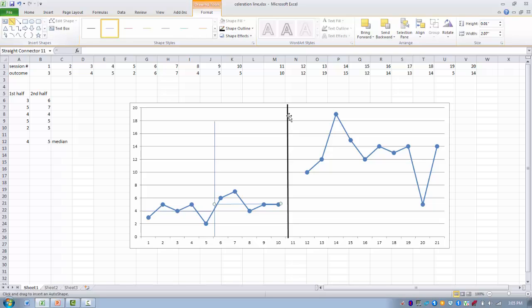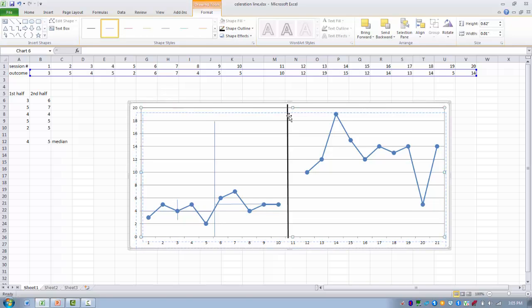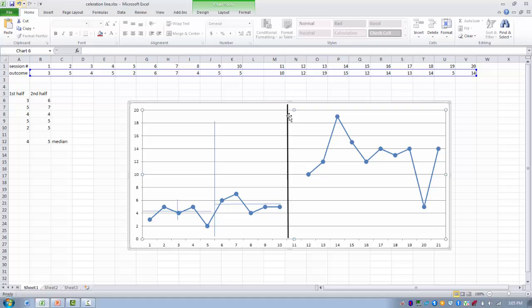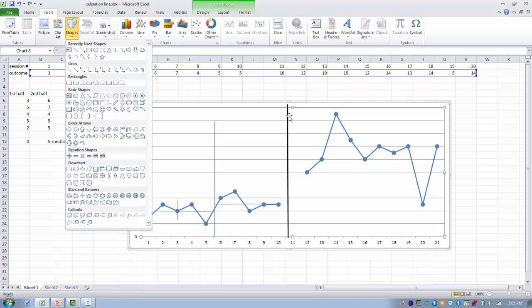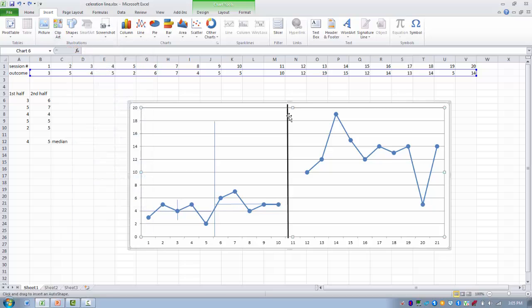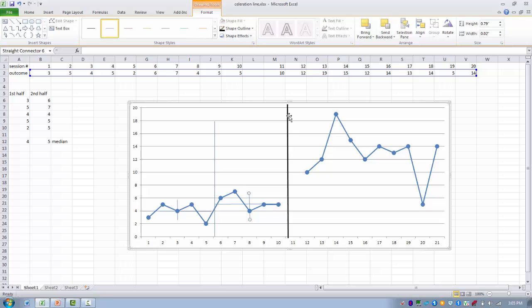So that's my next step. I'm going to take a vertical line and draw it right through my middle data point, which is the third data point in the first half. And I do the same thing in the second half. I'm going to insert another line through the third data point of the second half. Okay, so now you can see here I've got 2 kind of crosshairs that I've created. And I'm going to use these now to draw the acceleration line.